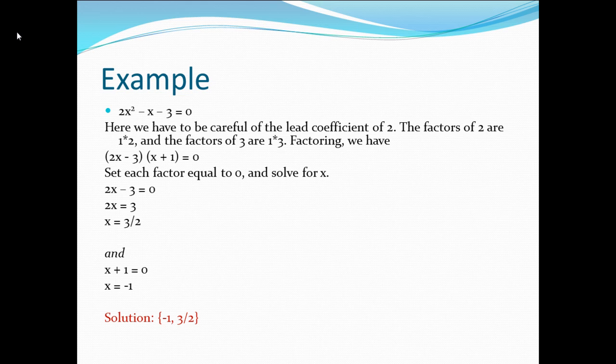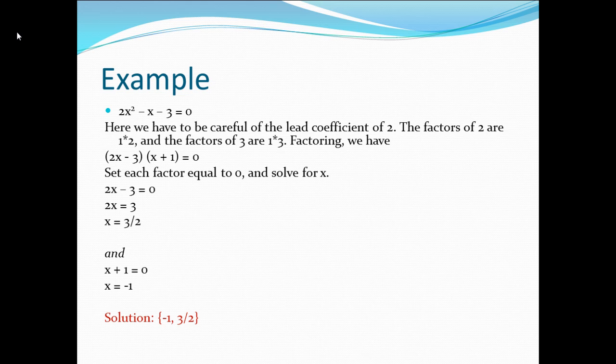In this example, notice that our lead coefficient, 2, is different than the previous lead coefficients of 1. This quadratic, 2x squared minus x minus 3 equals 0, needs to be factored in a way where we consider the relationship between the lead coefficient 2 and the constant 3. So the first thing we want to do is set up our binomials. The sign in front of the 3 is a negative. That tells me that the signs within my binomials will be opposite. One will be a positive and one will be a negative.